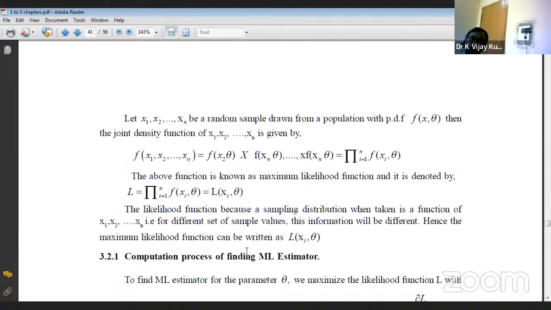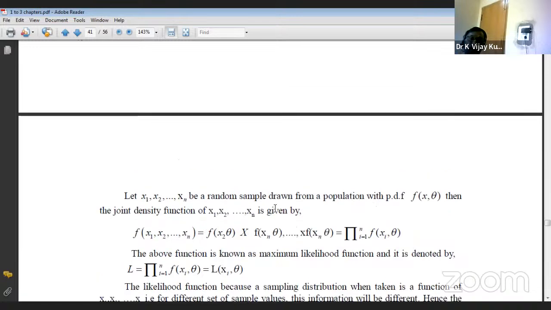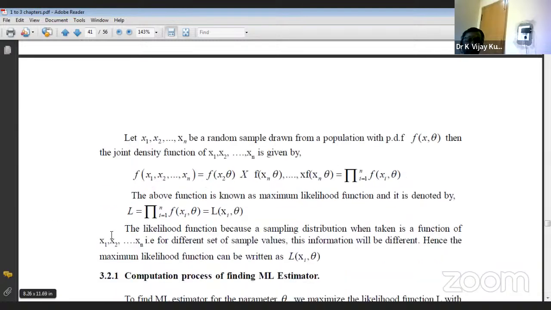The random sample is drawn from a population with PDF f(x, theta), and we consider the joint density function of x1, x2, ..., xn. So f(x1, theta) into f(x2, theta) into ... into f(xn, theta), which is the product of f(xi, theta) for i equal to 1 to n.